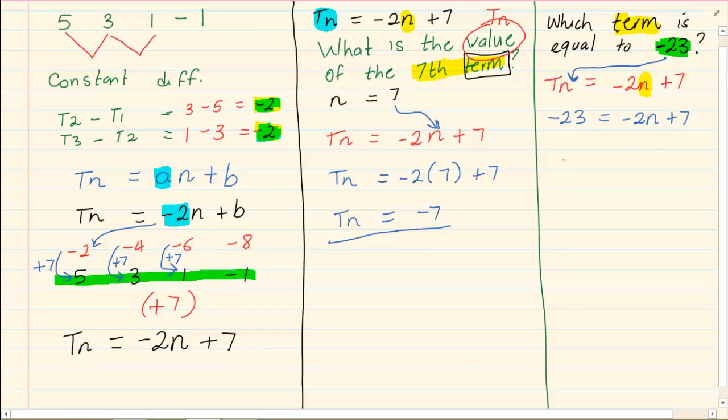So if we take the 7 over, we've got minus 30 is equal to minus 2n, divided by minus 2, divided by minus 2, and we have n is equal to 15. So which term equals minus 23? The 15th term will equal minus 23.